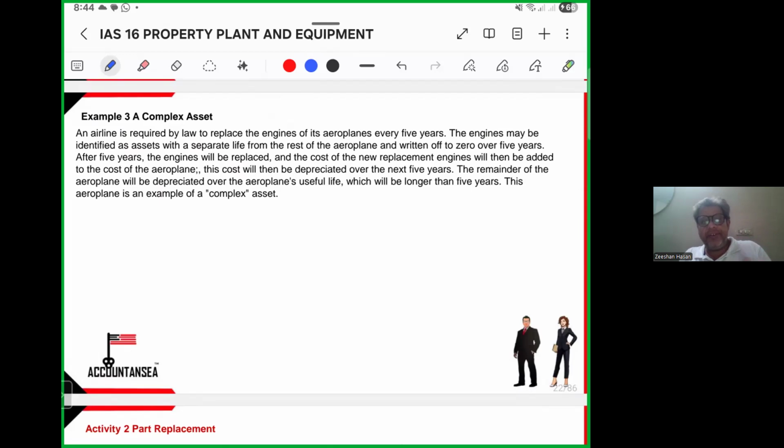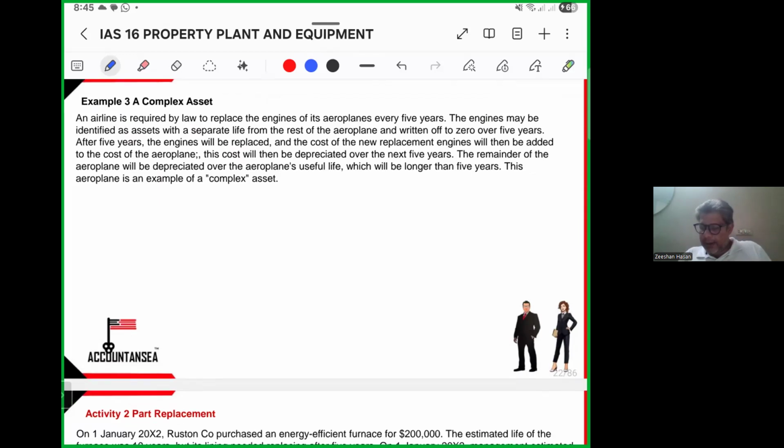This cost will then be depreciated over the next 5 years, and the remainder of the airplane will be depreciated over the aeroplane's useful life, which will be longer than 5 years. This aeroplane is an example of a complex asset, as I just explained.